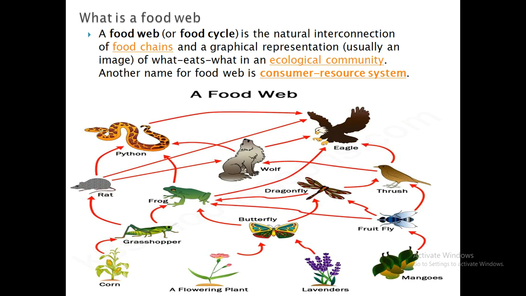What is a food web? A food web, or a food cycle, is the natural interconnection of food chains and a graphical representation, usually an image, of what eats what in an ecological community. Another name for food web is consumer resource system.